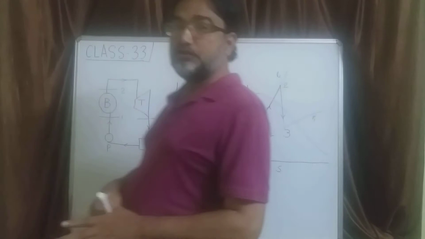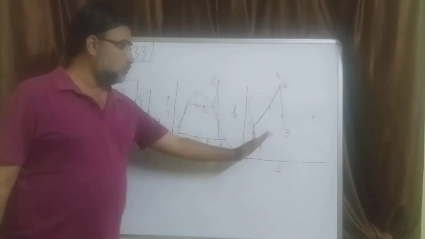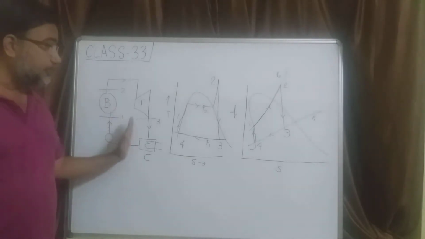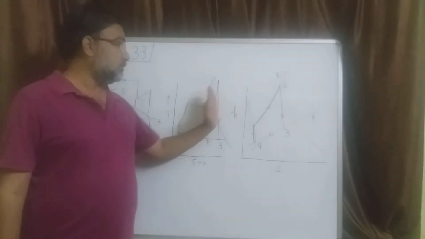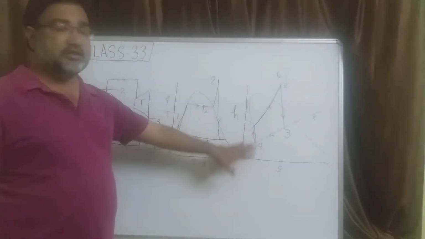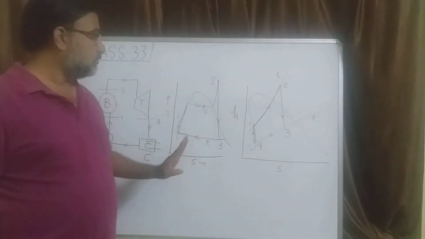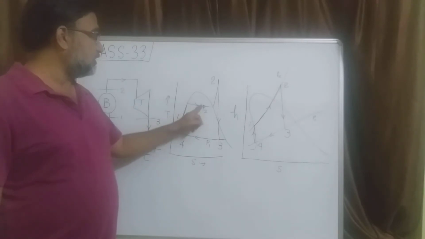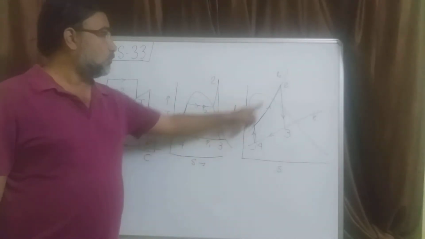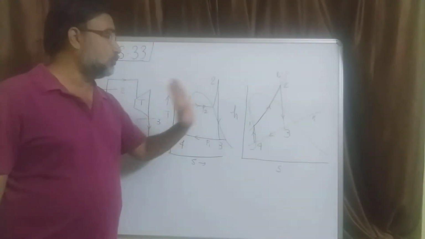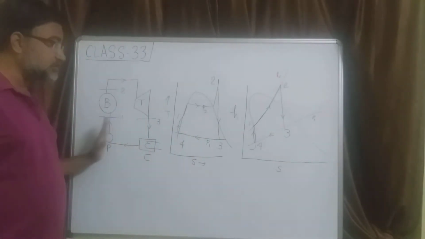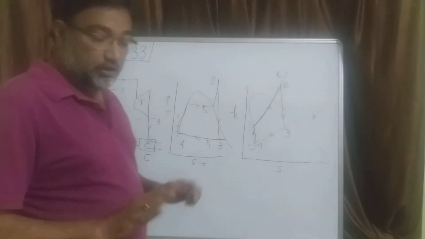So these are the three important diagrams that you need to understand thermodynamically, the meaning of each diagram and what the notations stand for. Like for example, what is 1, what is 2, what is 1 to 2, what is 2 to 3, what is 3 to 4, what is 4 to 1. So you have to remember, you have to understand these three diagrams very clearly.